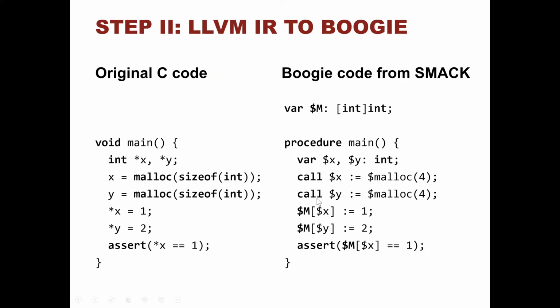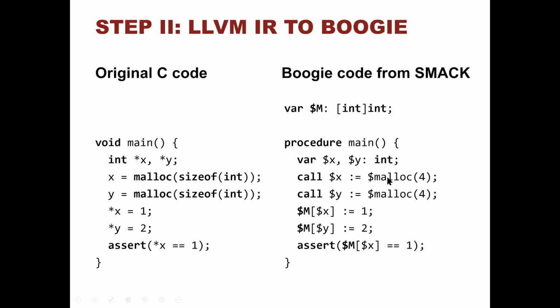I want to spend a little bit more time here. I'm not going to go into details. The original C code is on the left. It goes through LLVM-IR, and you get the Boogie code on the right. And if you've never seen Boogie, it's a procedural language, and it's meant for verification. So the type system is kind of similar to what you see in SMT solvers. So there are no things like pointers and so on. Usually you model memory using arrays, and you can see this array $M here that we use to model memory.